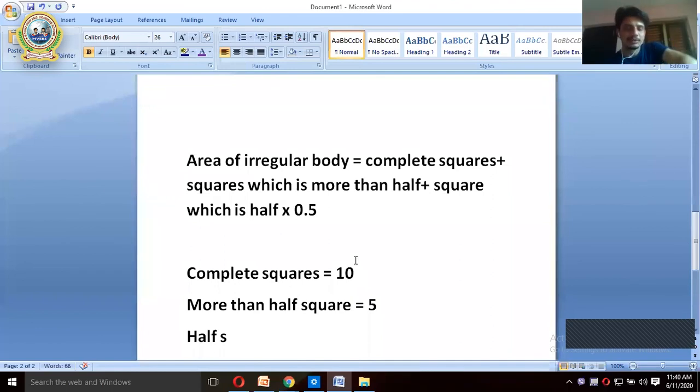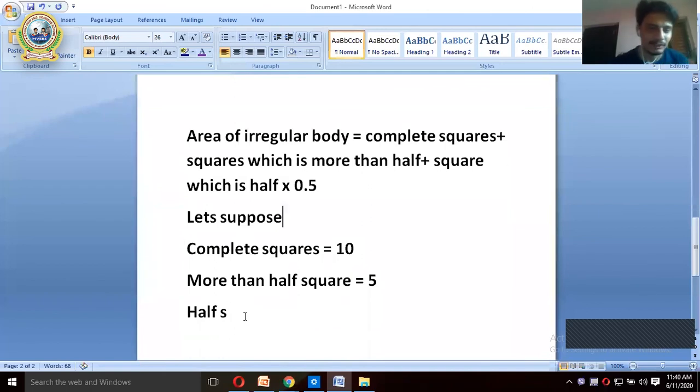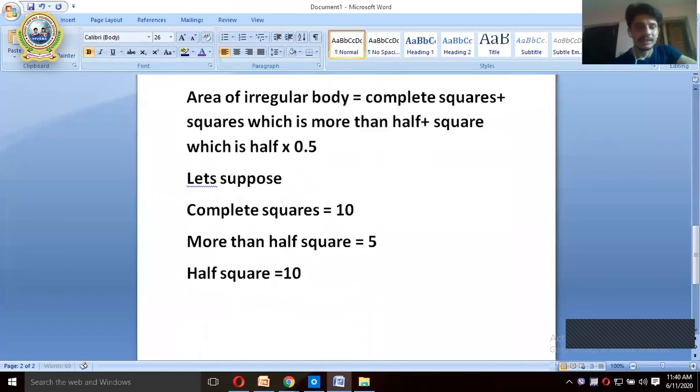So you can see there. Let's suppose complete squares equal 10, more than half squares equal 5, and half squares equal 10. So how do you calculate the area of the irregular body? What is the formula there? You can see the formula there.